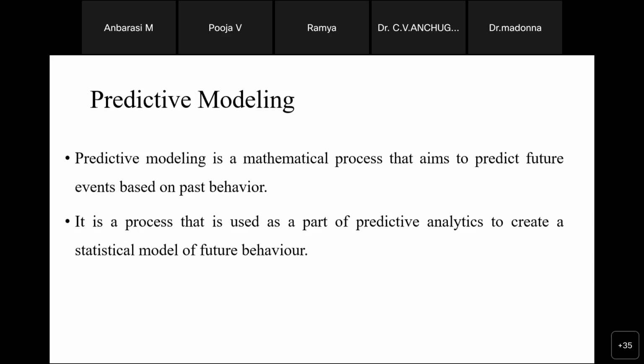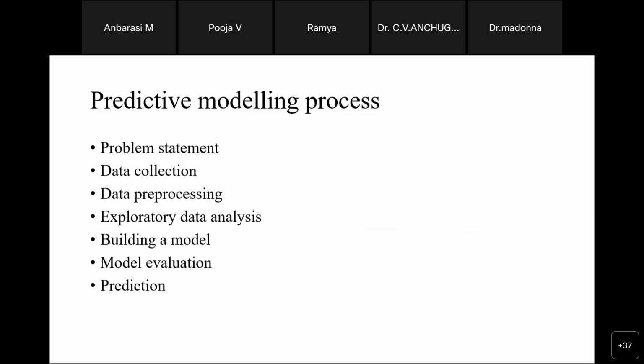So predictive modeling: once a set of historical data is collected for the analysis, the scientist or analyst will create an algorithm for the collected data, and then generate the predictive model. That is what we call predictive modeling. Simply put, it's a process used as a part of predictive analytics to create a statistical model for future behavior. So we can predict a future value or a future event.